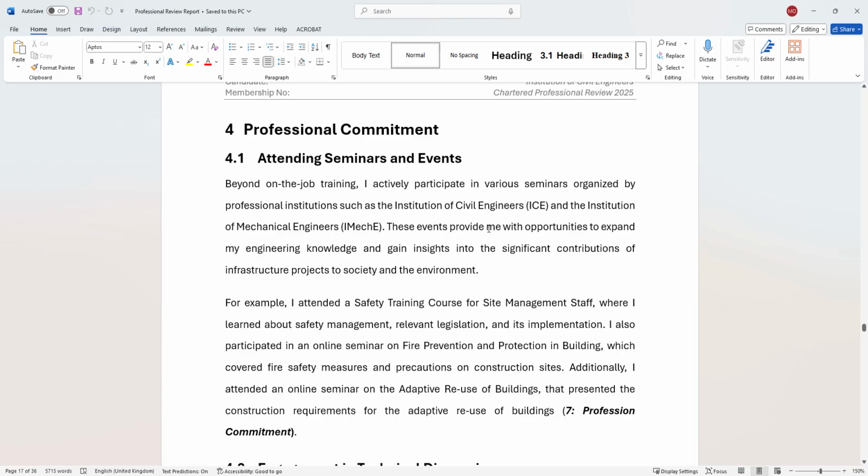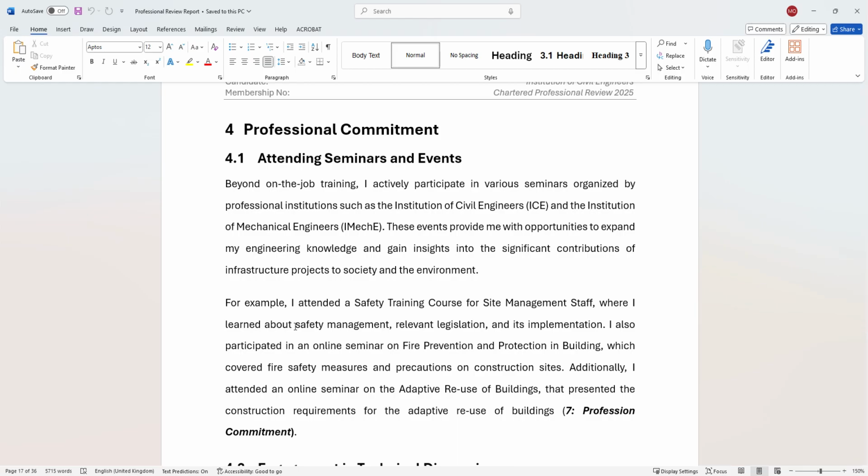And then section 4, the candidate has created this section specifically for professional commitment. So section 4.1 is attending seminars and events. The candidate has attended a few events by the ICE and also the IMEC-E. So this is very good. The candidate also attended safety training courses. Make sure that you have examples of attending health and safety.